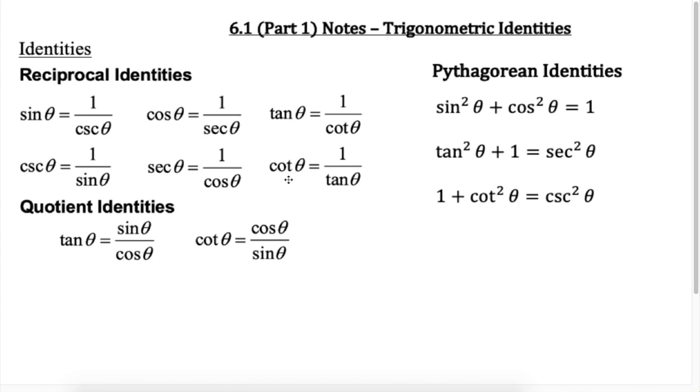And then we also talked about the quotient identities. The tangent is sine over cosine, and cotangent is cosine over sine. We're going to use these a lot in this chapter.